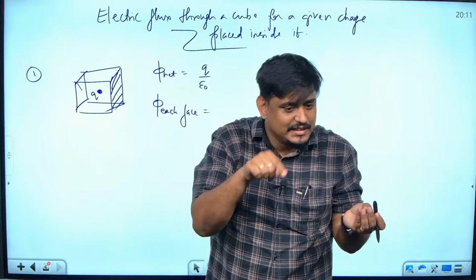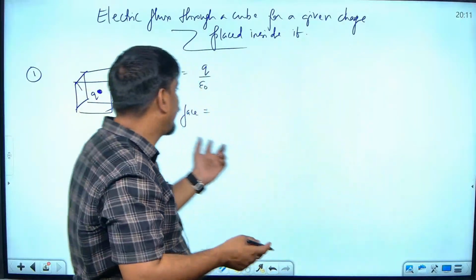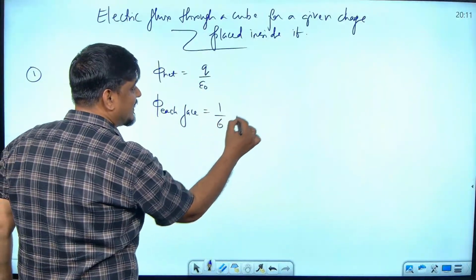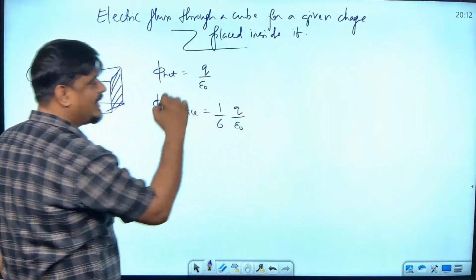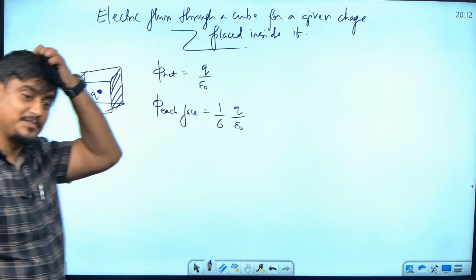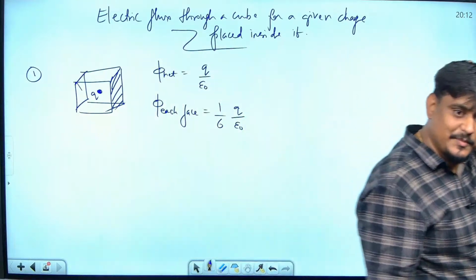How many faces are there? 6 faces in a cube. So how much flux will each face receive? 1 by 6 times of Q by epsilon. Do you agree with me?